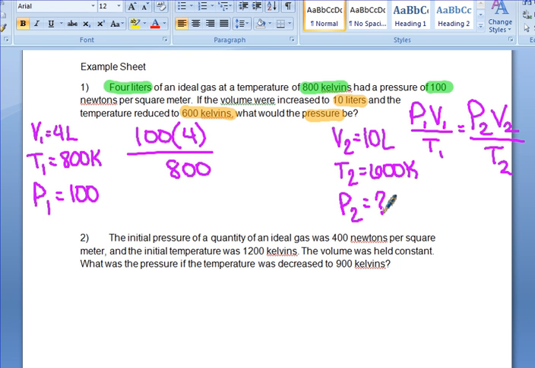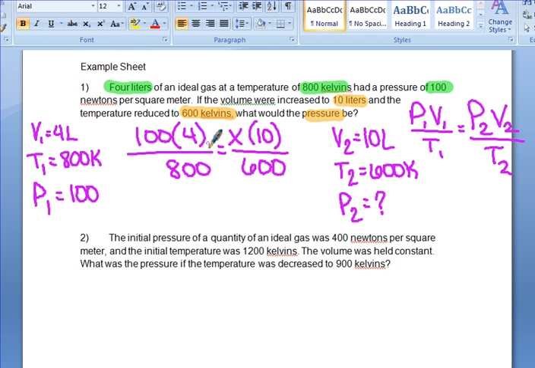All right, so on the other side of our equation, we're setting it equal to P2, which we do not know, so I'll replace it with an X, times V2, which is 10, divided by 600. Once we get everything set up in the equation, you'll notice that it looks like a ratio. One ratio equal to another ratio, which is a proportion. So what we're going to do in order to solve is cross multiply and divide.